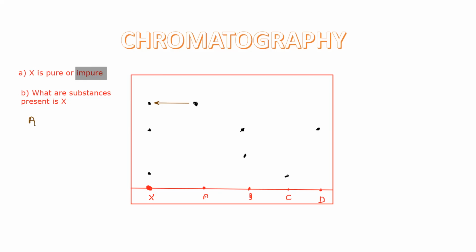What about B? When we check B, if X contains B, then what spots should it have? It should have this spot and there should be another spot.